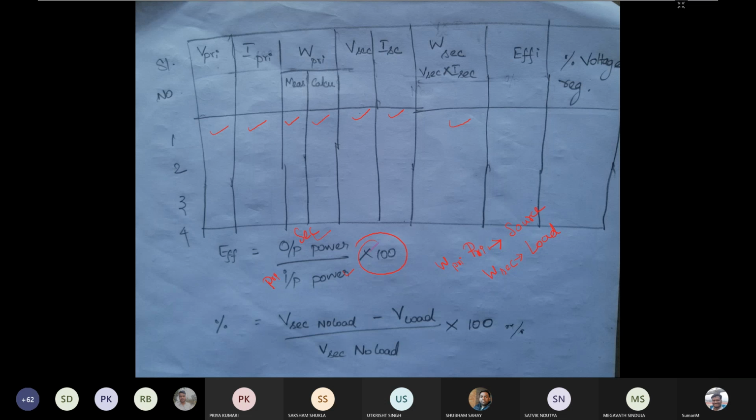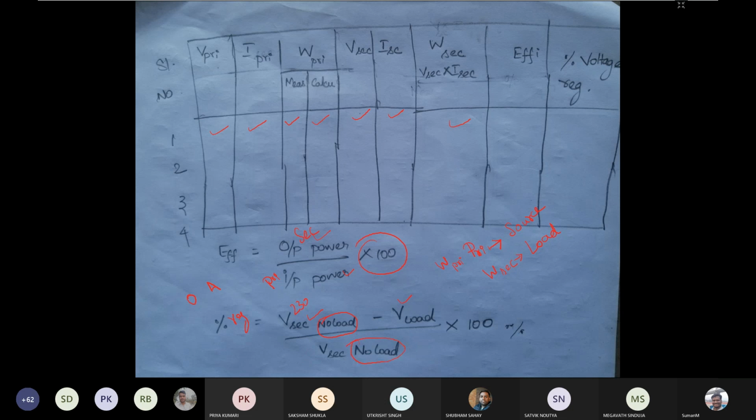So now here, this is going to be the percentage voltage regulation. The percentage voltage regulation with the load test, you can give the relation as V secondary at no load minus V load. So at 0 ampere, when you are not having any load, that is considered as no load condition. At that time, the secondary voltage will be 230 volt. Then this is also V secondary at no load, this is also 230 volt.